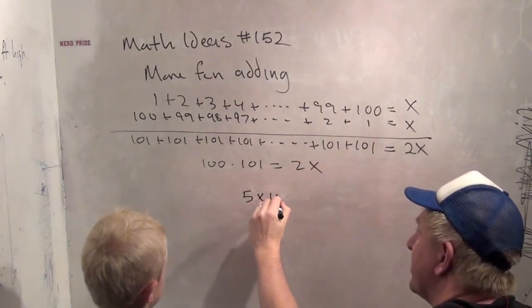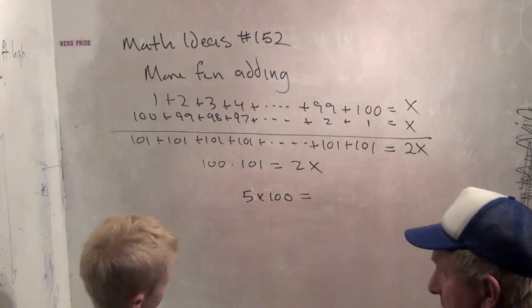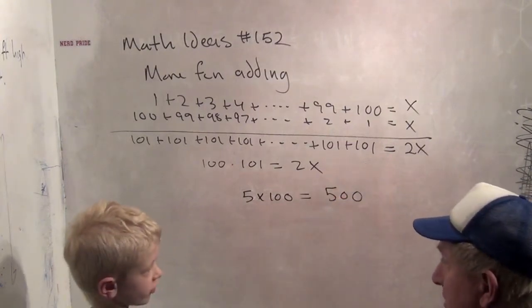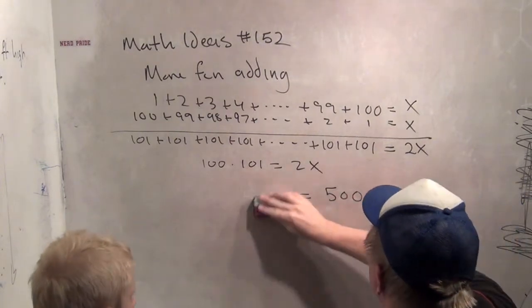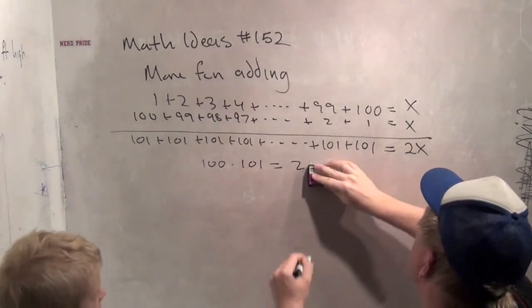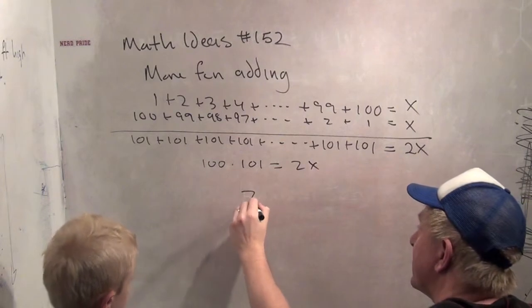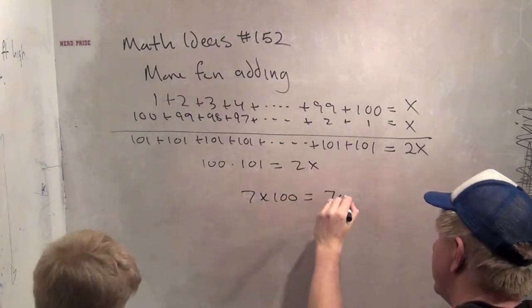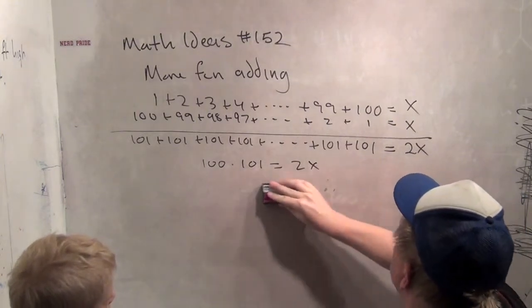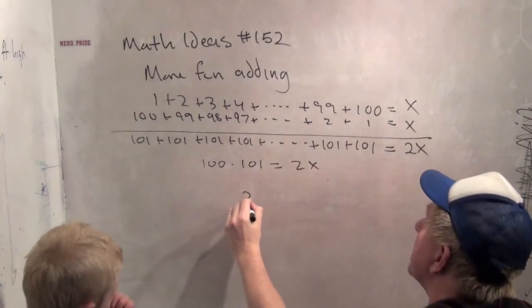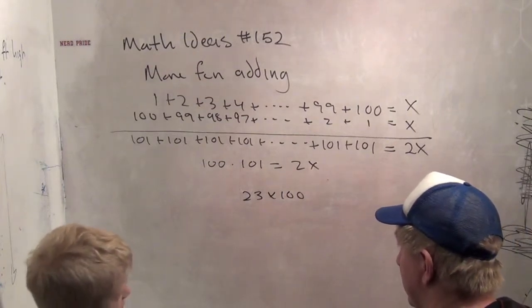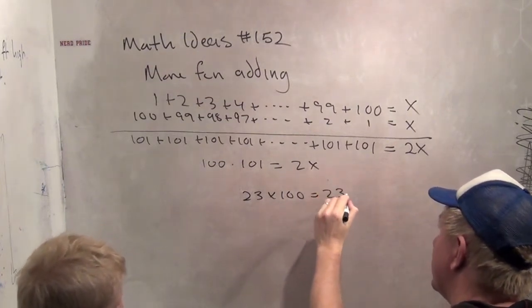Okay, now, multiplying by 100. What's 5 times 100? It is 500. What do you notice? You got 2 zeros. So let's see if that keeps going. How about 7 times 100? 700. Yeah, 2 zeros. So what's 23 times 100? 2,300. Yeah, you just add on 2 zeros.